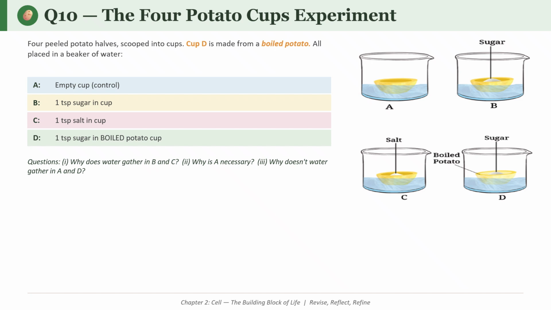So, questions. Why does water gather in B and C? And second question, why is A necessary? Next, third one, why does not water gather in A and D? Let's see the answer.